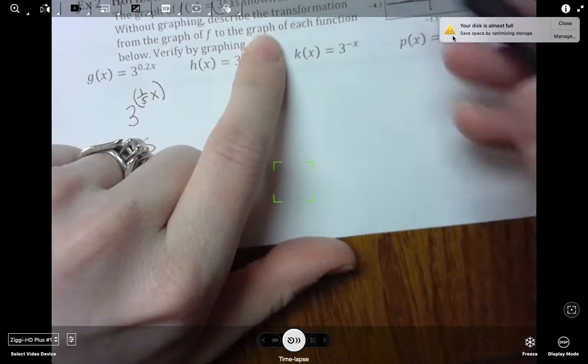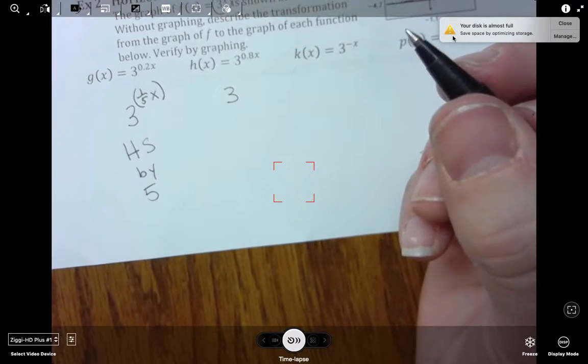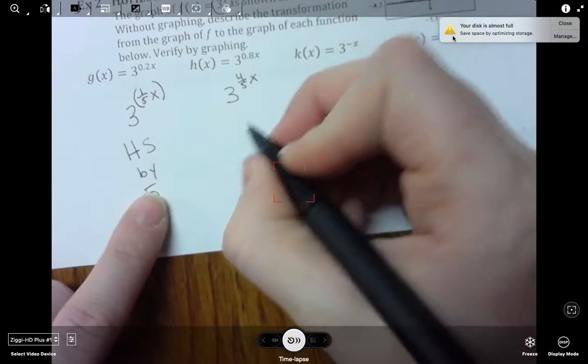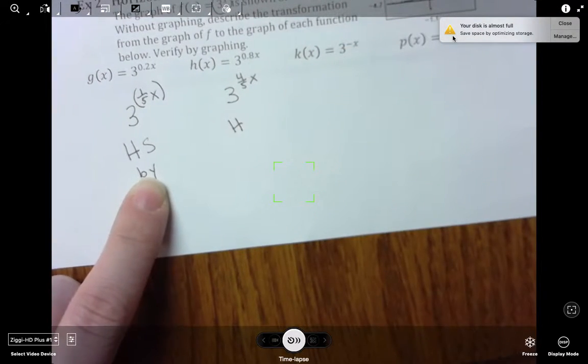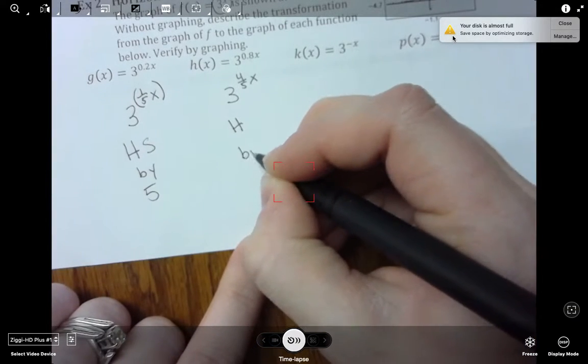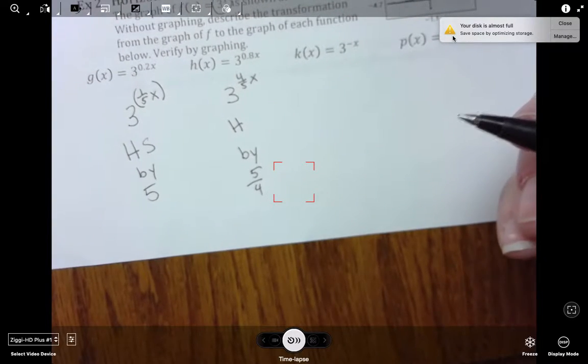Down, and next one, 0.8. I write that as, let's see, 0.8 is 4/5, I think. And it's up in the exponent again, so that's going to be another horizontal one, but we have to decide whether it's going to be a stretch or compression. Okay, so my factor is going to be, I flip it by 5/4. So think about whether that's going to be a stretch or compression.